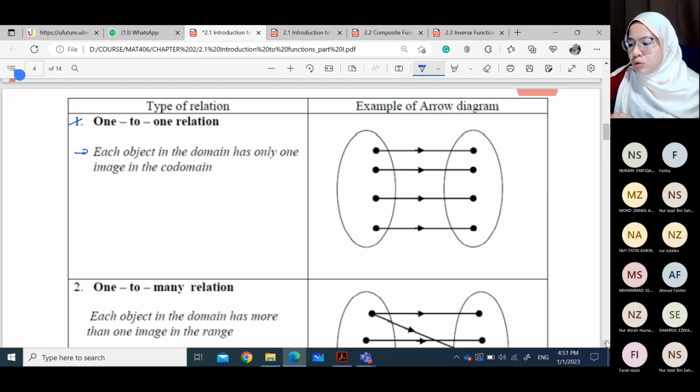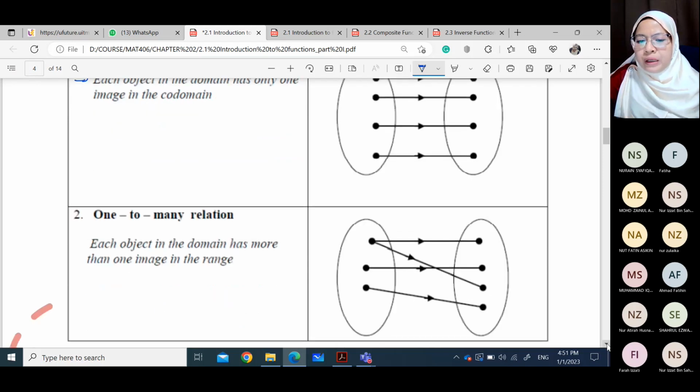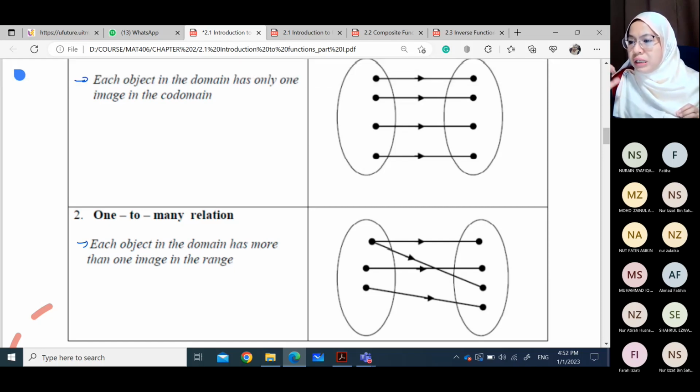And next we have one-to-many. Each object in the domain has more than one image in the range. So bila kita sebut one-to-many, it means that we have one object and it mapping to more than one image. Maknanya satu objek ada lebih daripada satu image. Itu kita panggil sebagai one-to-many relation.